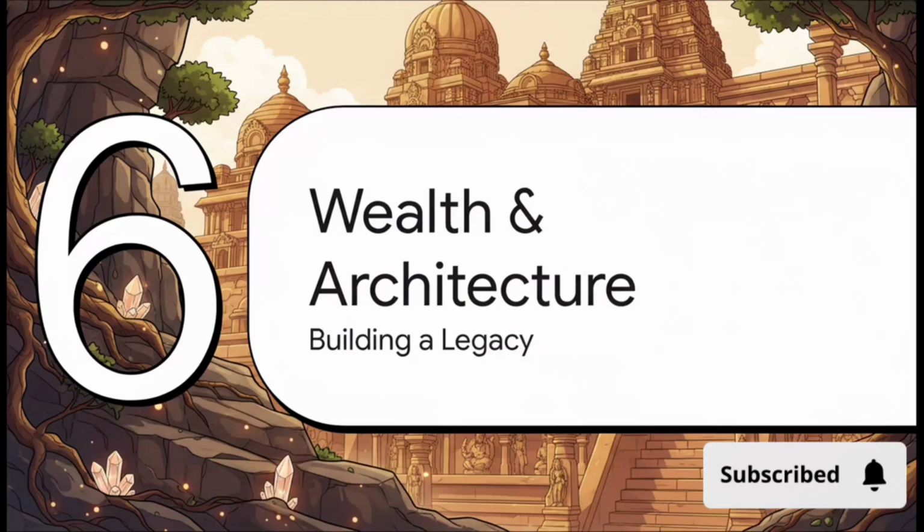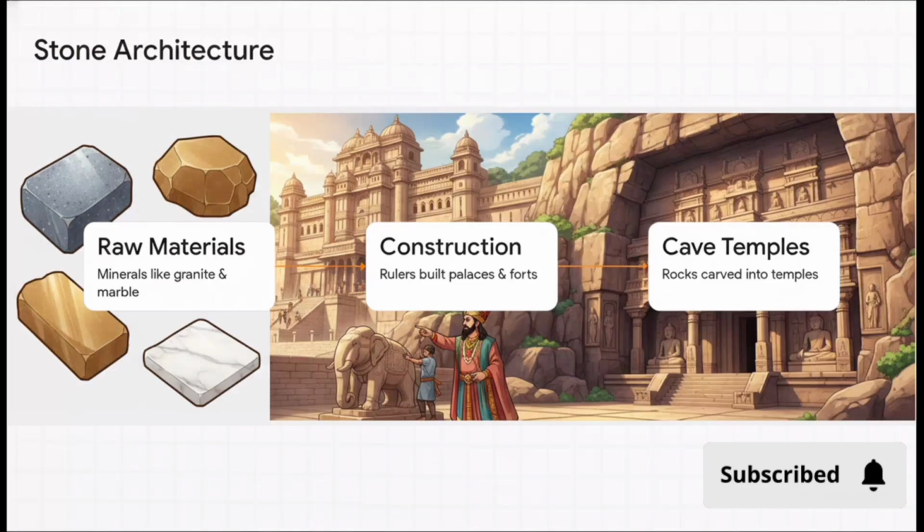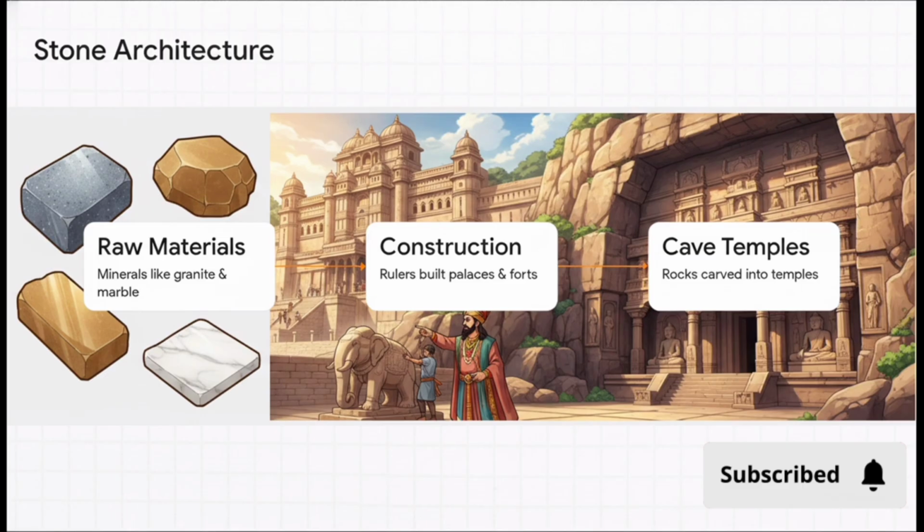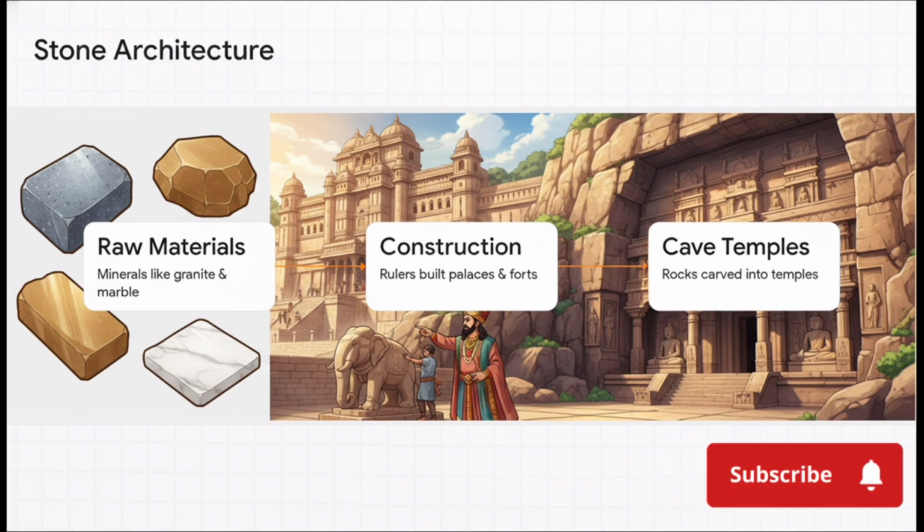Let's move to our final synthesis, Section 6, Mineral Wealth and Architecture. Let's see how this builds step by step, literally. First, the geography offered abundant raw materials right under their feet: sandstone, granite, and marble. Second, wealthy rulers leveraged those specific local materials to construct their grand palaces, heavily fortified forts, and intricate sculptures.